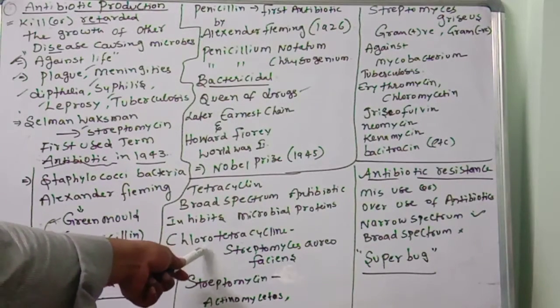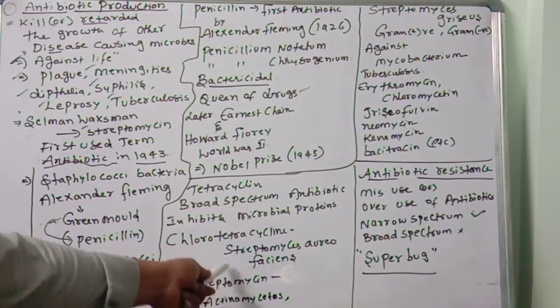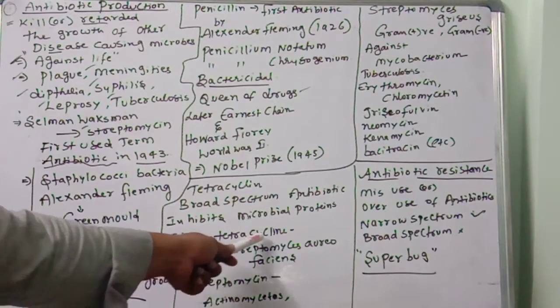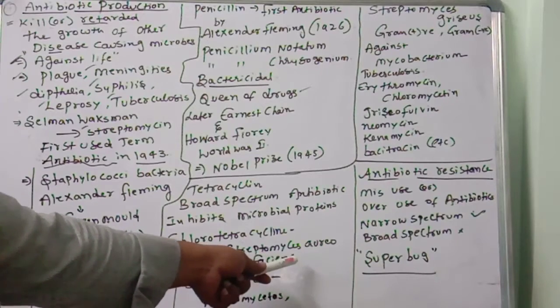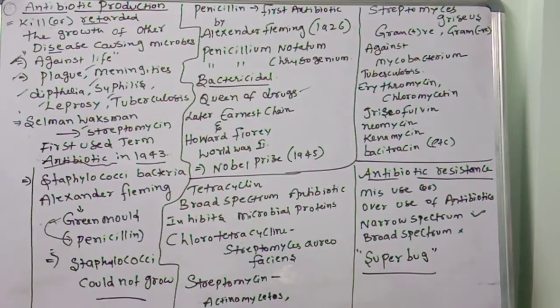Then chlorotetracycline, from which bacteria? Streptomyces aureofaciens. Streptomyces are bacterial species, and streptomycin we get from the actinomycetes. Remember, chlorotetracycline we get from Streptomyces. Streptomycin we get from actinomycetes. Like that, from these organisms we get all these antibiotics.